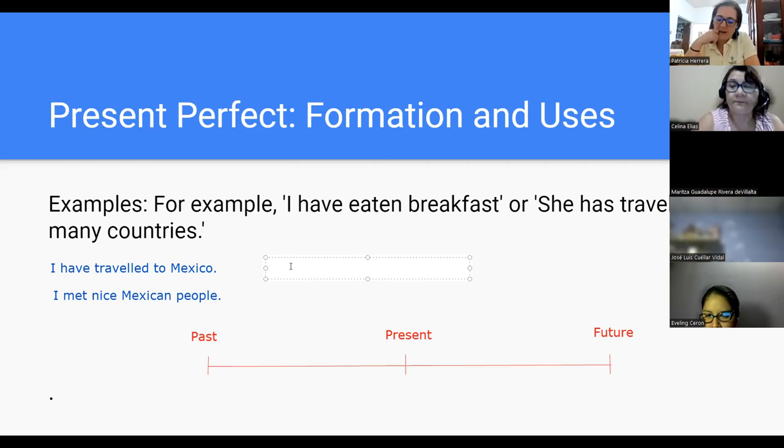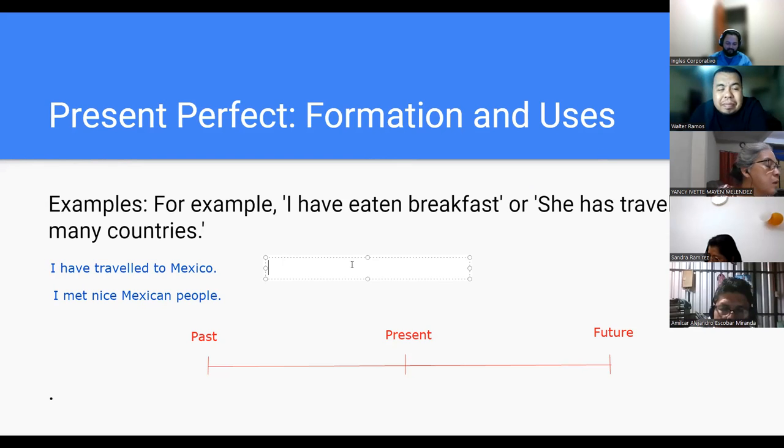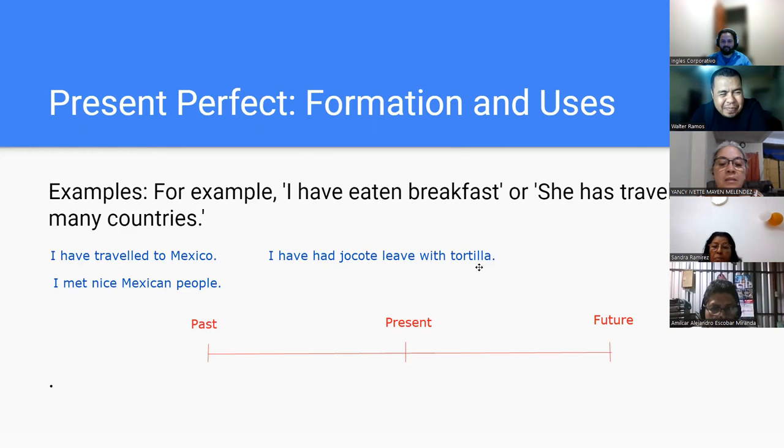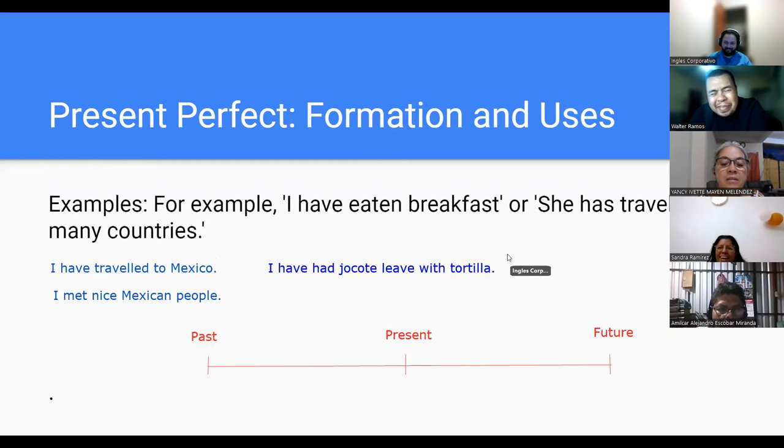So you said, for example, I have... Now hold it, but I needed you to try to form a sentence with present perfect. Because you can say, I have had jocote leaves with tortilla. Right? All right, that would be a way of expressing experience. Tortilla, salt, and lemon. Okay, yeah. Tortilla and chile chiltepe too. Okay. Right, tortilla, salt, and lemon.